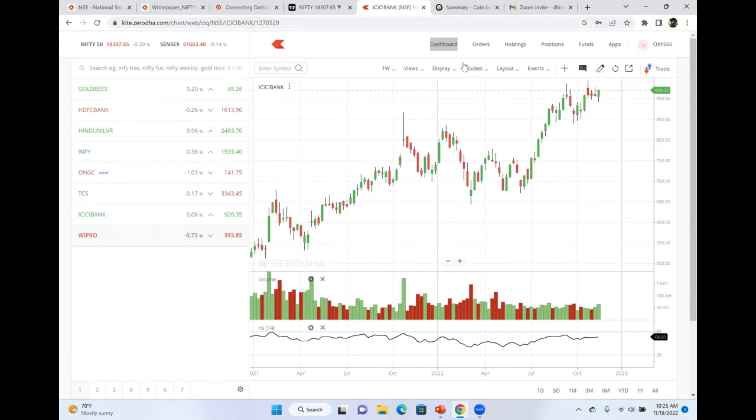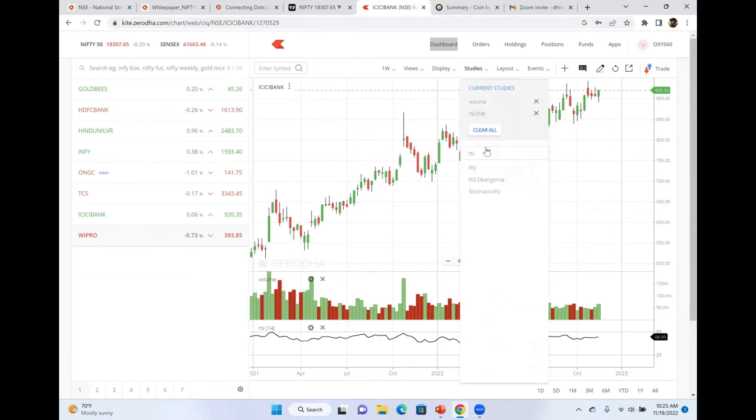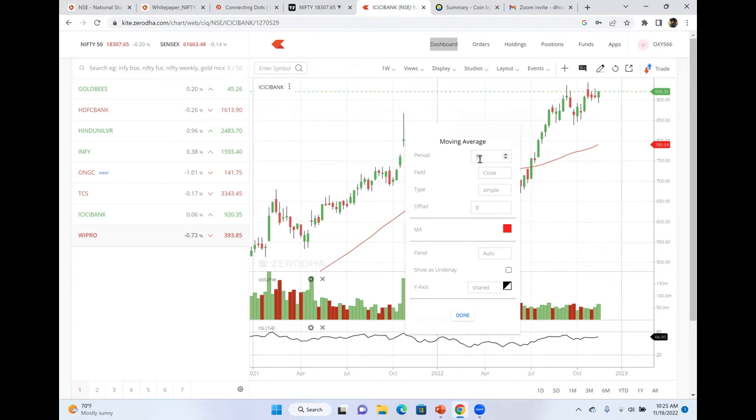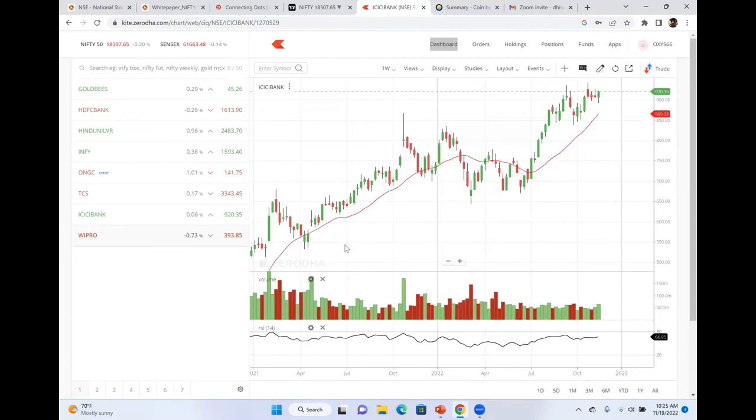Or let's say one of the things used very frequently is moving averages. You want to check the moving average, and you need to say for what time frame you want to see it. If it is shorter, you can say 20 moving average. As you can see, the price of ICICI Bank on a weekly chart has been, excuse me, since July, trading above the 20 moving average on a weekly chart.